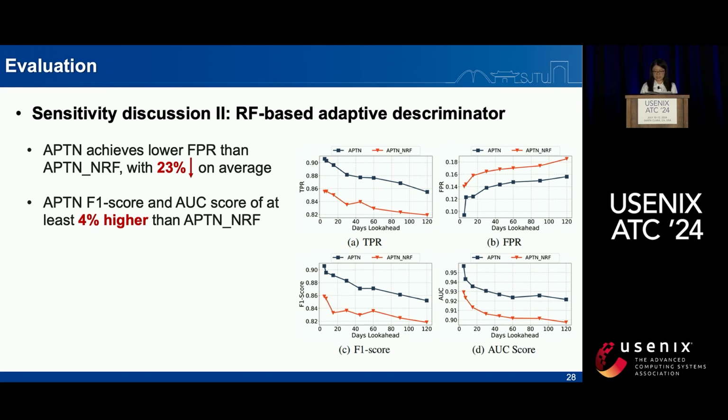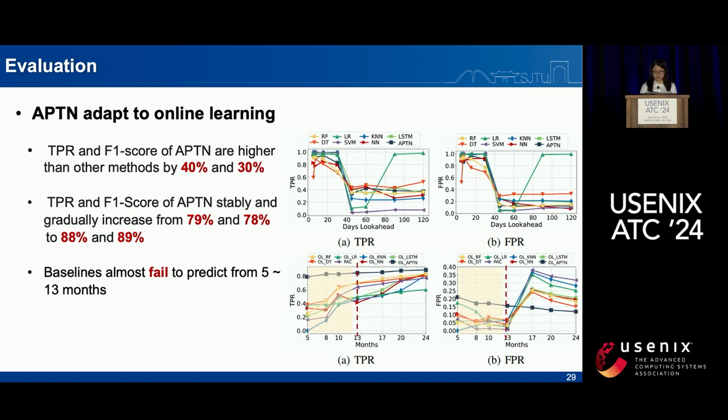Then we talk about the sensitivity of turning the RF-based adaptive discriminator on and off, to see whether the discriminator design is necessary. In the end, APTN achieves a lower FPR by 23% on average and gets F1 score and AUC score at least 4% higher than APTN without the RF-based discriminator. APTN benefits from a distance-based similarity comparison and a sample pair pooling mechanism, which naturally avoid these biases.